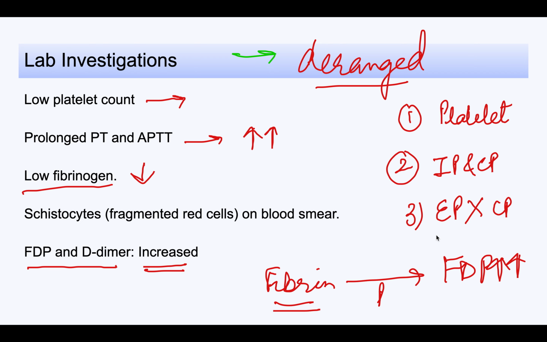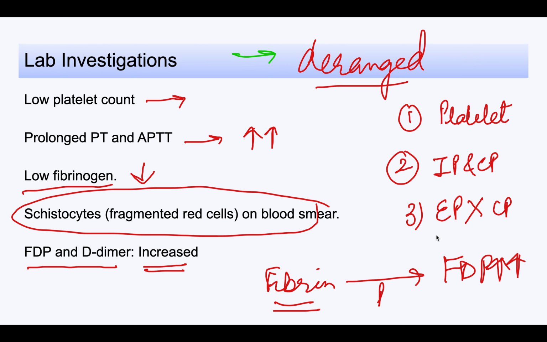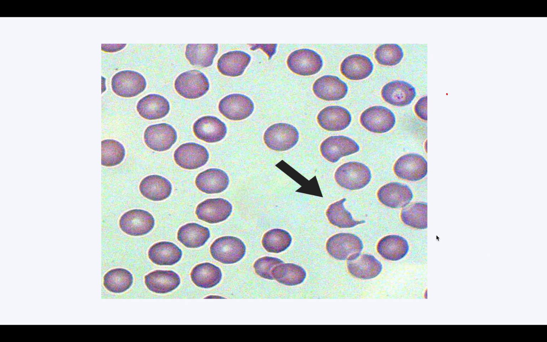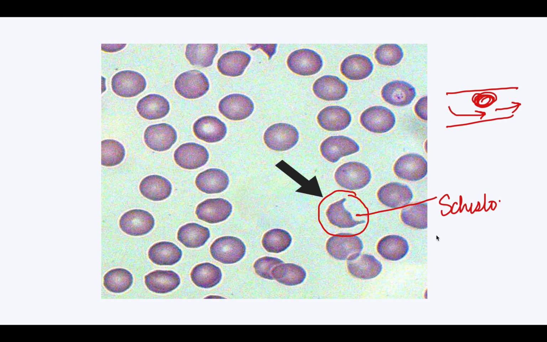One feature is the presence of schistocytes. So what are those? If you have blood vessels and you have thrombi present over here, and the RBCs are passing, they will get mechanically injured by the thrombus. So you have fragmented RBCs present in case of DIC. These are also known as schistocytes. These are seen in many hemolytic conditions like MAHA and DIC.